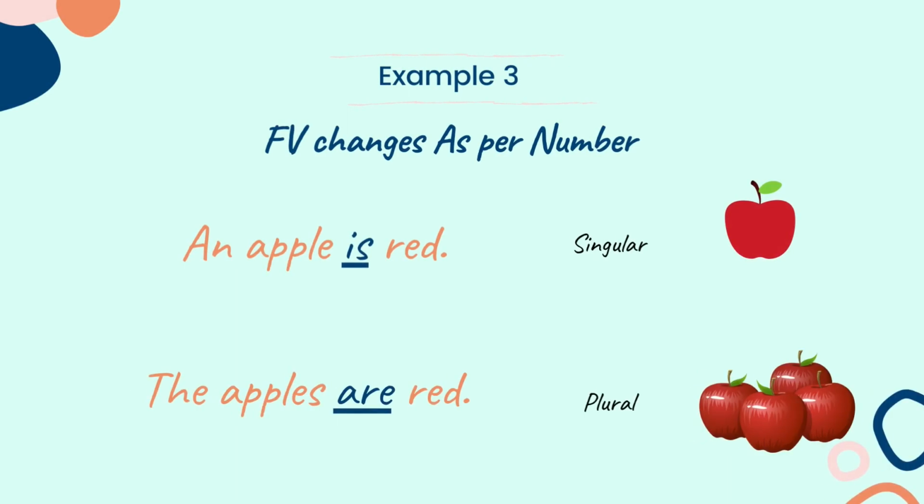An apple is red. Here singular subject apple is used. The apples are red. Here plural subject apples is used. Notice how the verb to be changes to is from singular to are in plural respectively. So be is a finite verb here.